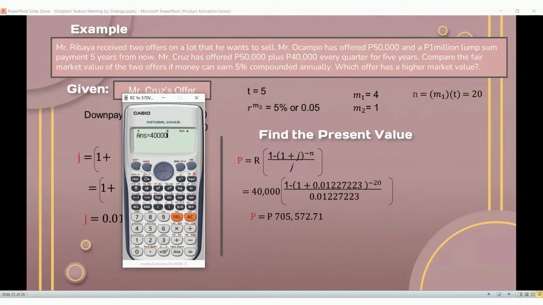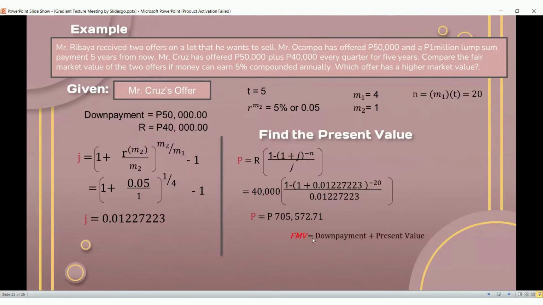Now that we have the present value, let's find the fair market value of Mr. Cruz. Down payment plus present value: his down payment is 50,000 plus his present value of 705,572 pesos and 71 centavos. So, the FMV of Mr. Cruz is 755,572 pesos and 71 centavos.